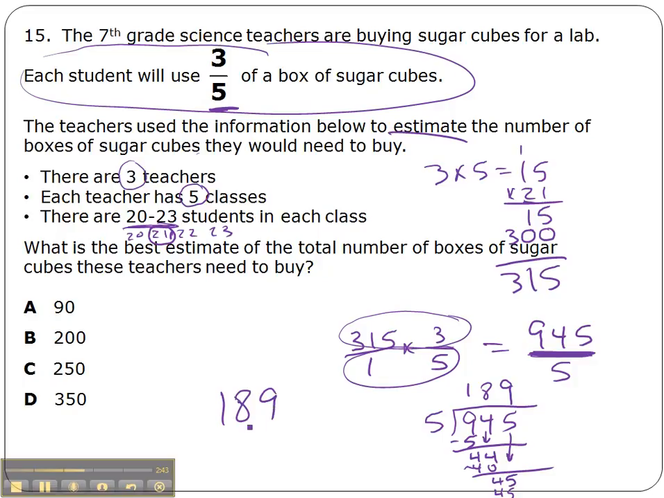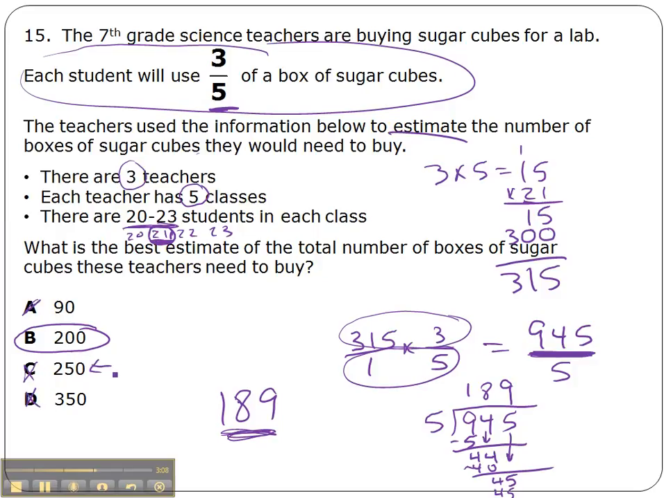Now looking at my answer choices, there's no way 90 boxes will be enough. 200 would give us more than we need, but then remember, we estimated a little low on the number of students. We could have as many as 23 students in each class, so we need more boxes than what we calculated. So 200 looks like a good answer choice. 250 is too high, and 350 is definitely too high.